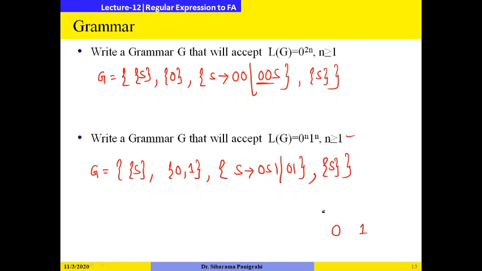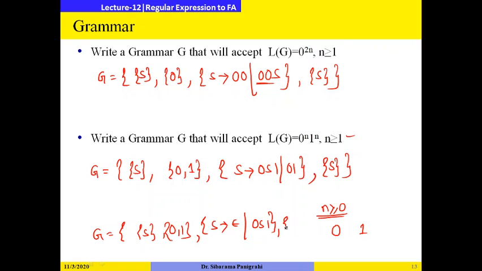But if n is greater than or equal to 0, then what will you do? Then it should accept epsilon also. So the grammar should be G equal to S, 0, 1, and here S gives epsilon or 0 S 1. So this grammar will accept 0 to the power n, 1 to the power n for n greater than or equal to 0. Right?